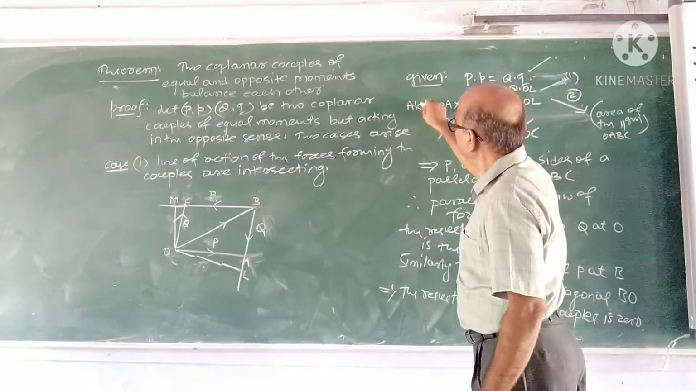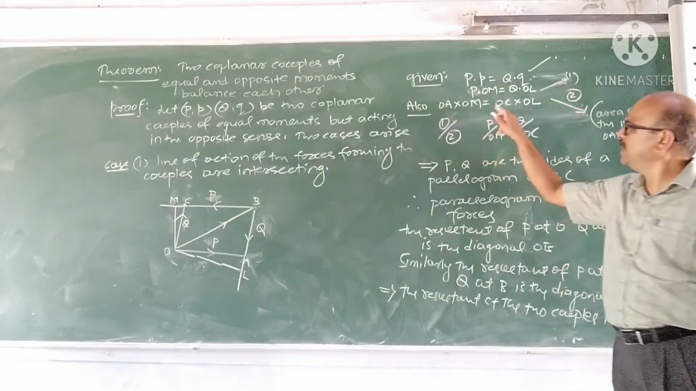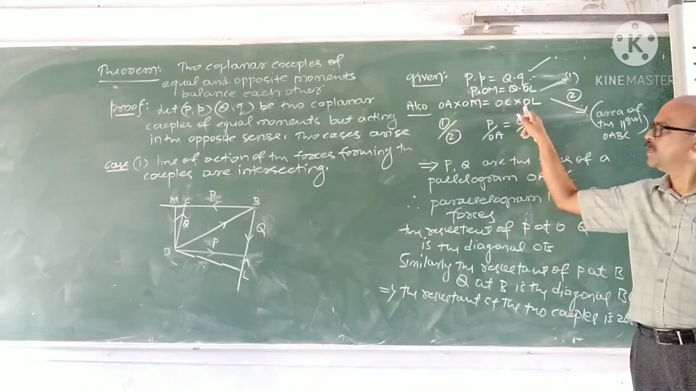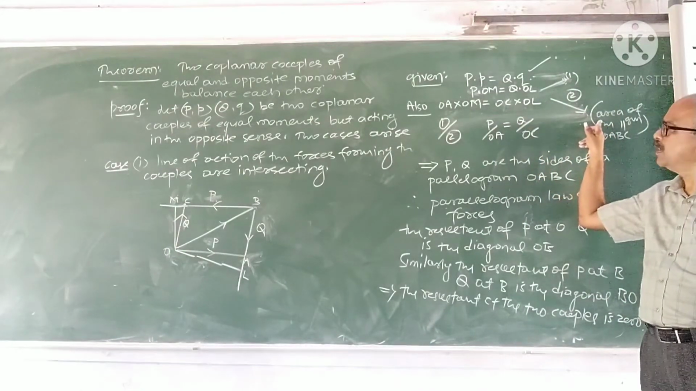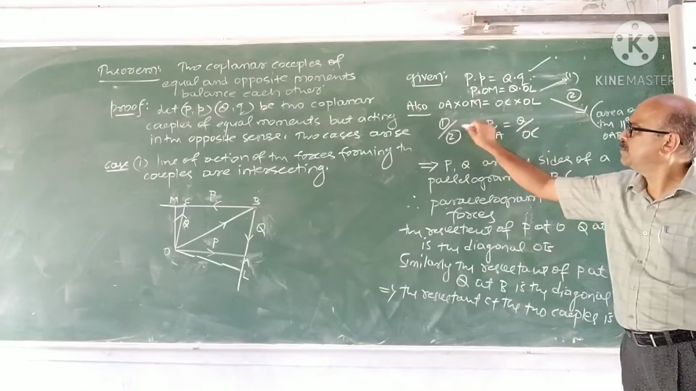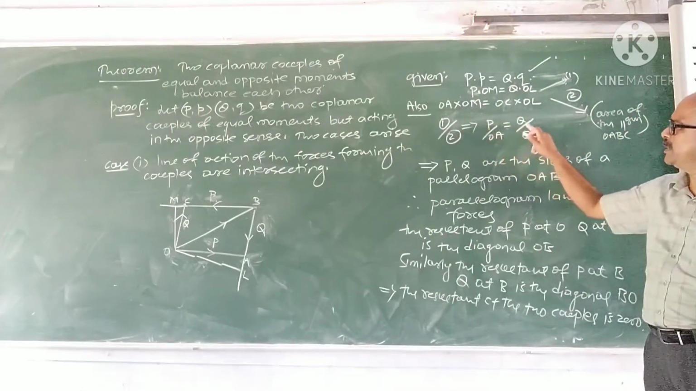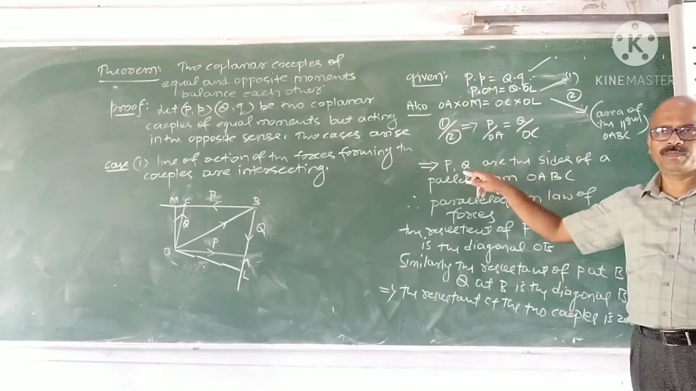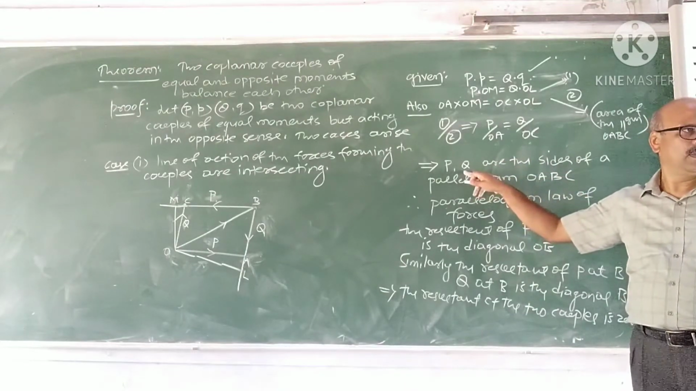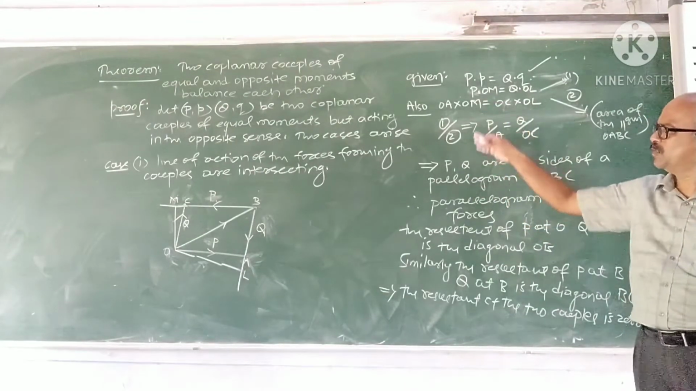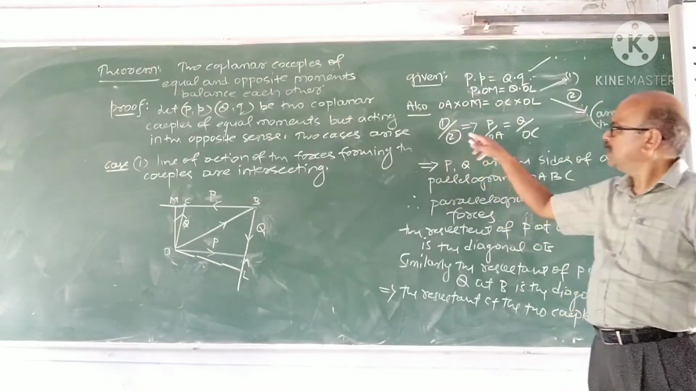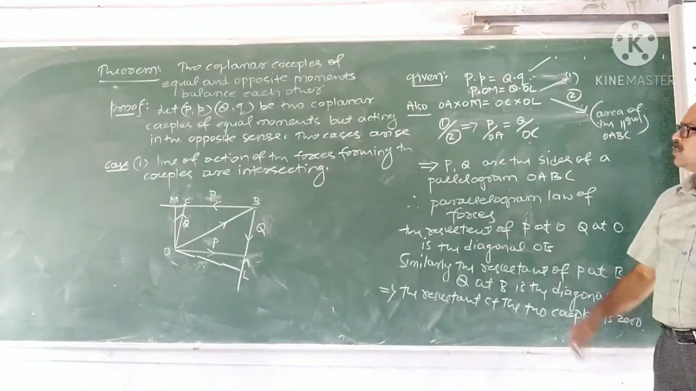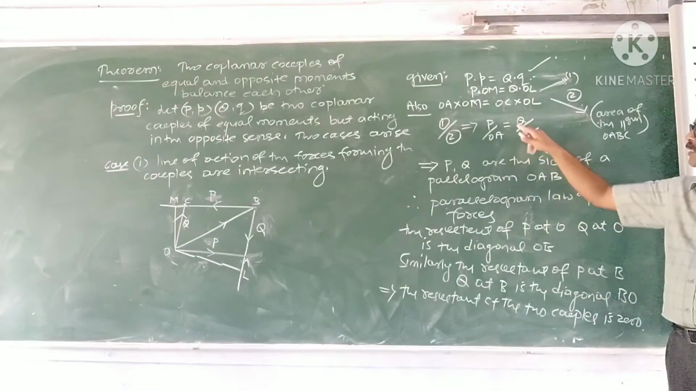Also, OA into OM is OC into OL, because each is the area of the parallelogram OABC. Take this as 2. Now 1 by 2 gives P by OA is Q by OC. The proof is like this. It is systematic, step by step it is. 1 by 2 gives P by OA is Q by OC.